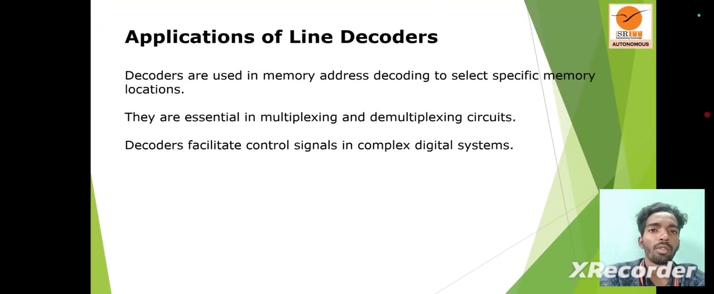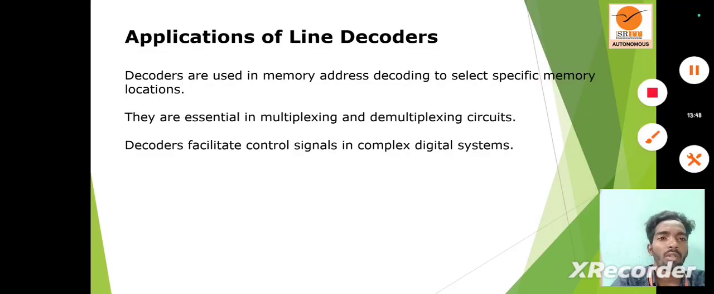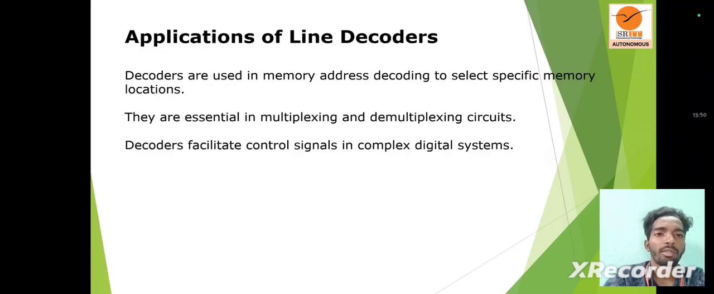Applications of line decoders. Decoders are used in memory address decoding to select specific memory locations. They are essential in multiplexing and demultiplexing circuits. Decoders facilitate control signals in digital systems and applications. These are the applications of line decoders.